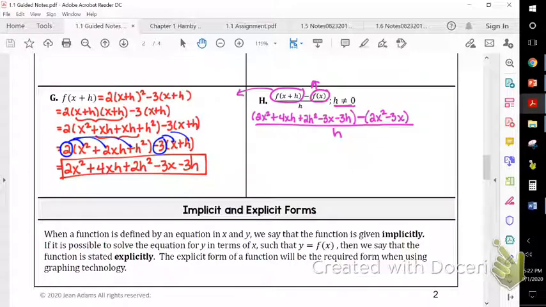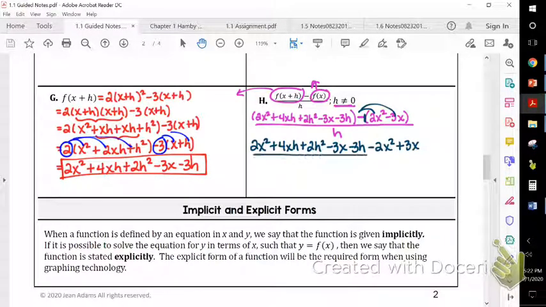Now, the first thing I need to do is try to get rid of these parentheses. So I don't have anything in front of the first one, and then we'll distribute this minus sign, or remember you can see it as a negative 1. So we got 2x squared plus 4xh plus 2h squared minus 3x minus 3h minus 2x squared plus 3x all over h.